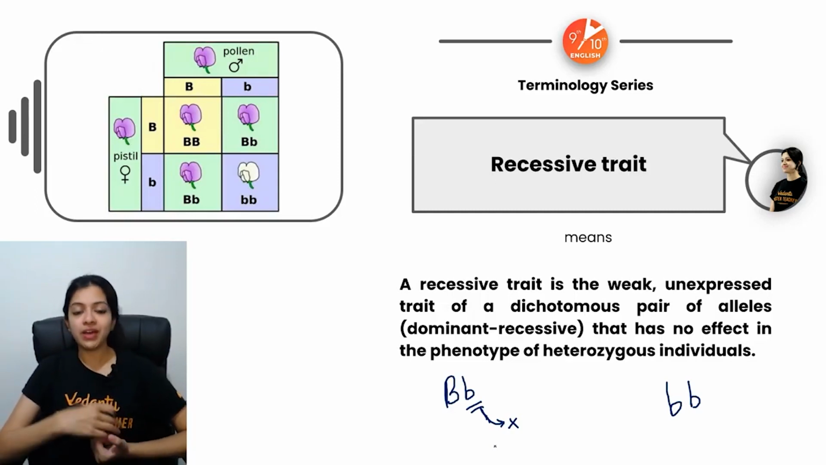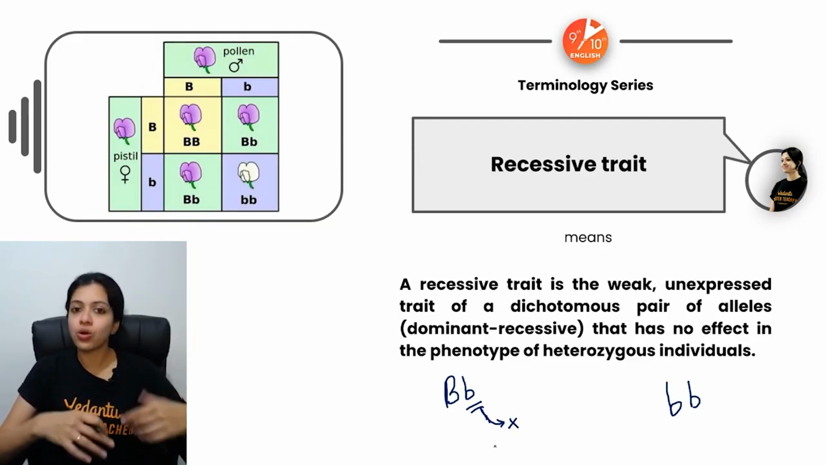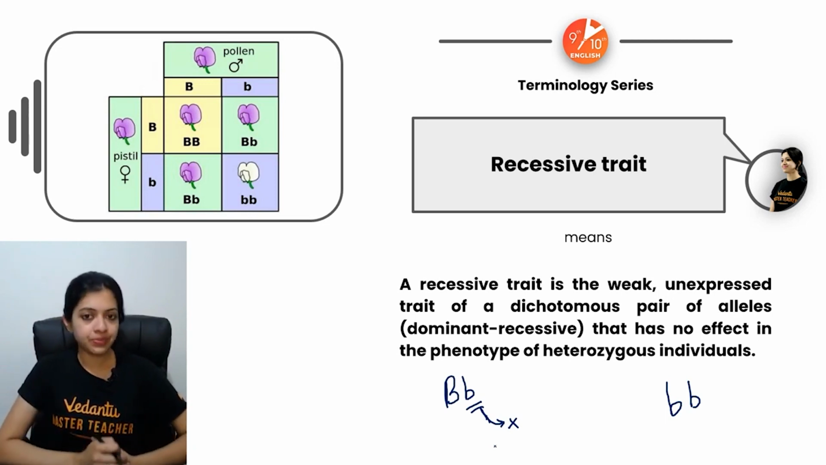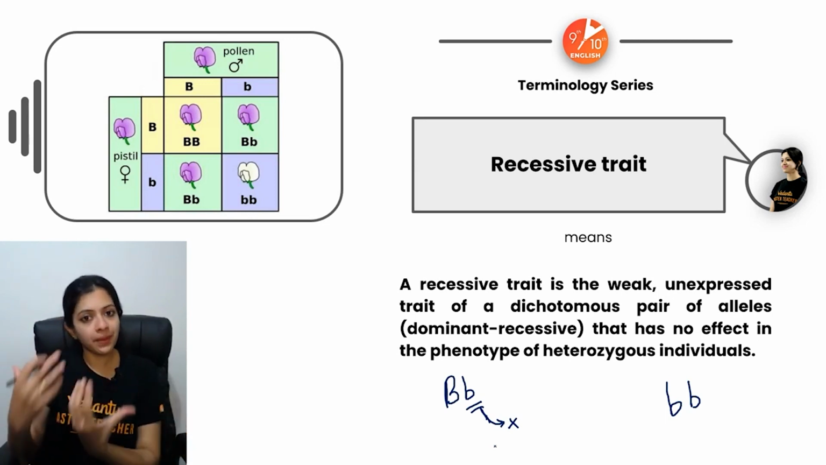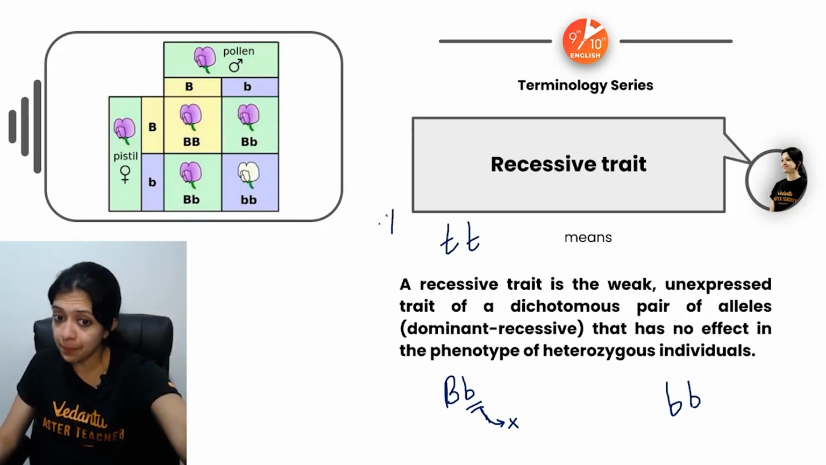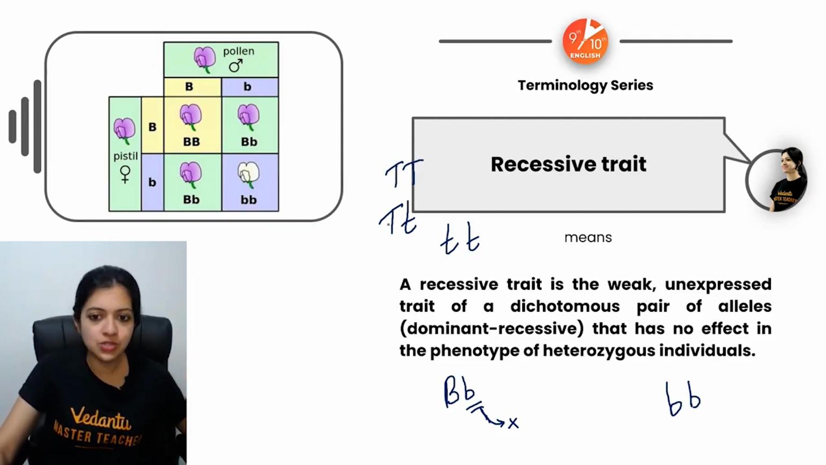Right, guys? So as far as Mendel's experiments were concerned, tallness and dwarfness. Remember, tallness was the dominant trait. Dwarfness was the recessive trait. The dwarfness trait could be observed only in this condition, but dominance could be exhibited either in this or in this condition. Right, children? This is what we mean.